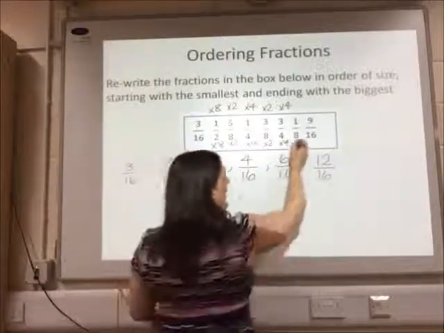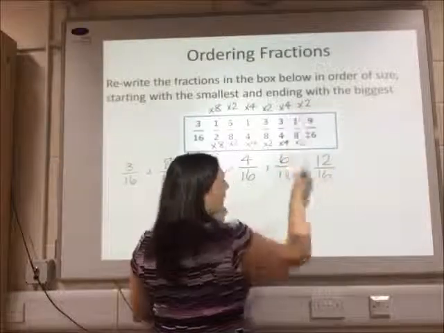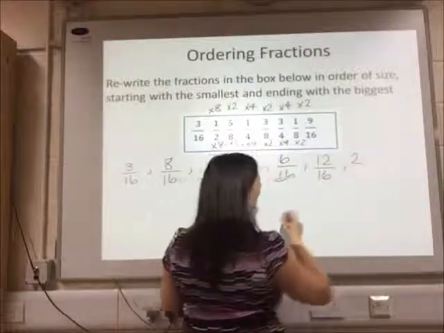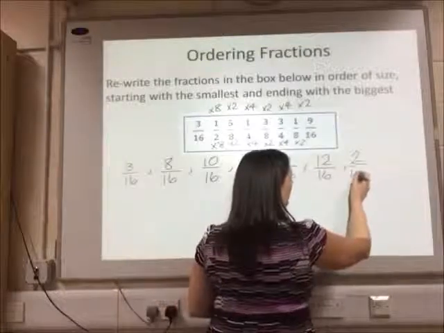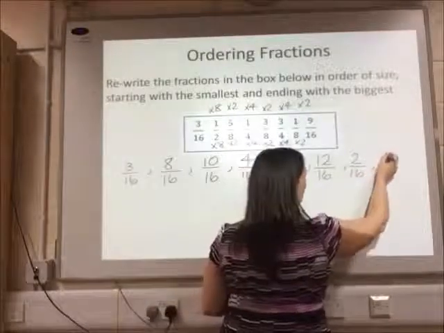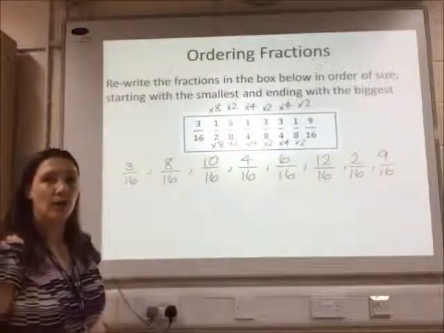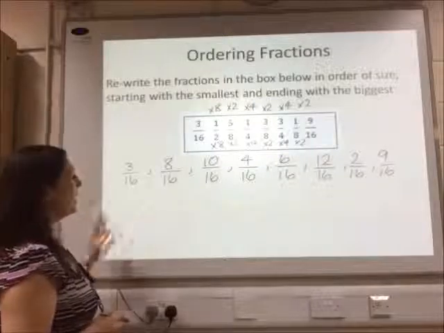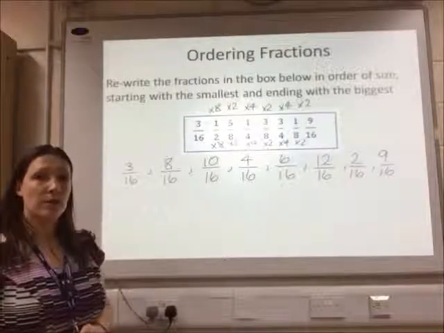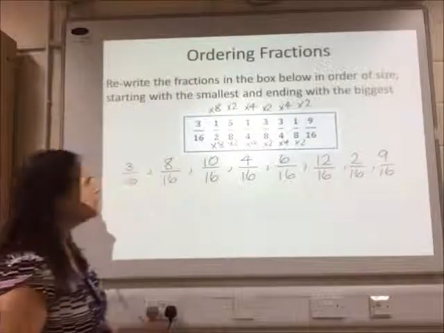Now number 8. 8 requires multiplication by 2. So 2 times 1 will give me 2, and 8 times 2 will give me 16. The final fraction is already out of 16, and so we can leave it as 9 over 16. We now have equivalent fractions, and we can use this process to order the fractions from smallest to biggest.